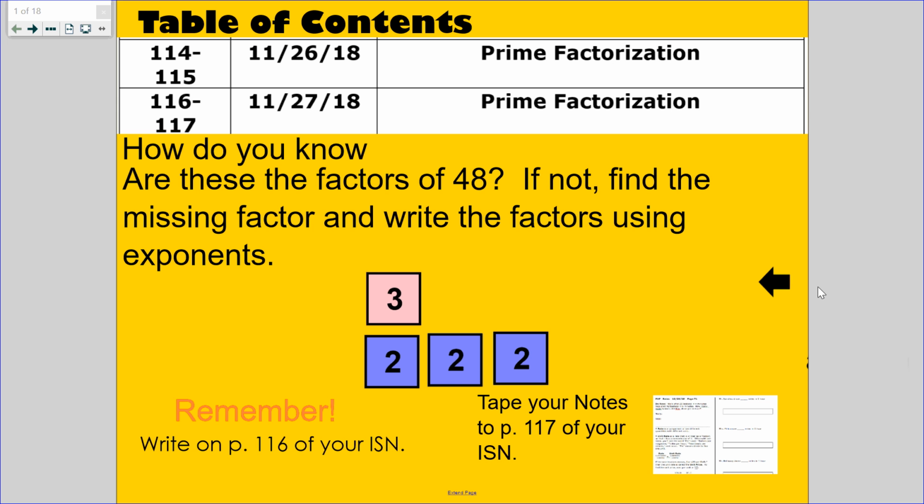This lesson is over prime factorization, the second part. So are these the factors of 48? If not, find a missing factor and write the factor using exponents.